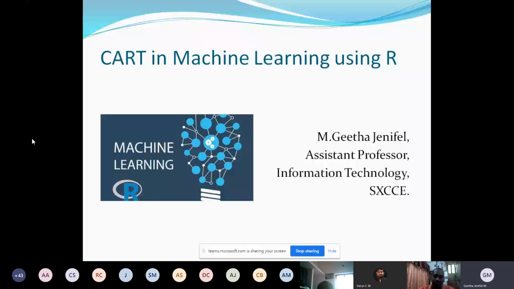So, good afternoon to all. Good afternoon, Madam. I hope you are all safe during this lockdown period. I am Geeta Jennifer, Assistant Professor in St. Xavier's Catholic College of Engineering. Today, I am going to present a topic, CART and Machine Learning using R.